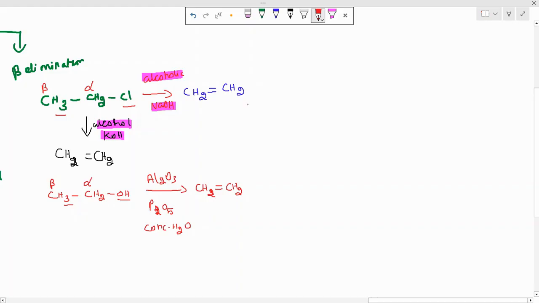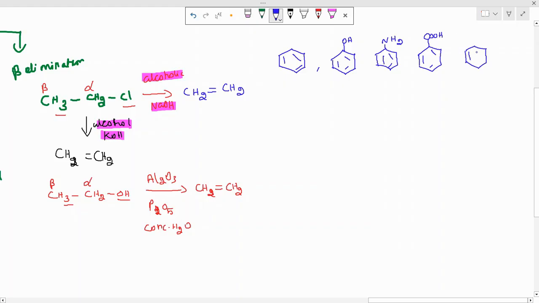That's why. Okay, then the next thing, here we are going to take the aromatic compounds, whatever the aromatic compound may be. Either it may be benzene, or phenol, or amine, or carboxylic acid, COOH, or CHO aldehyde, whatever kind of substituent it may be.